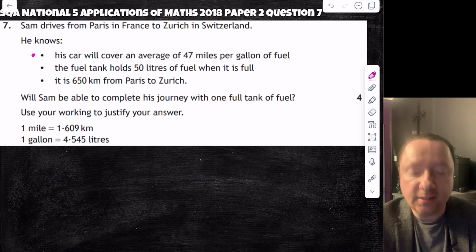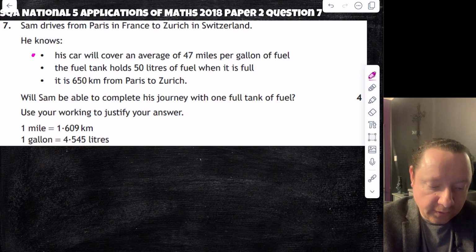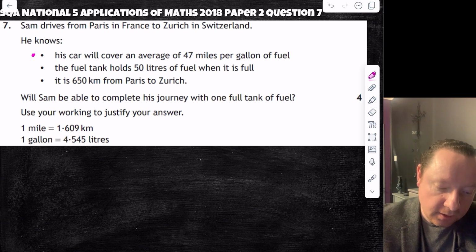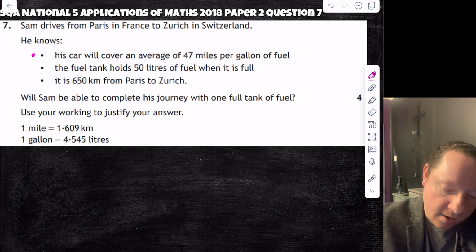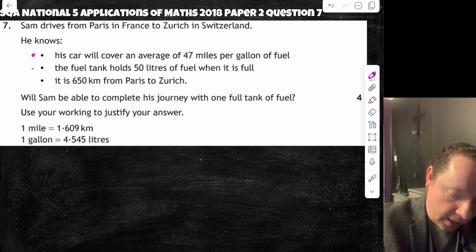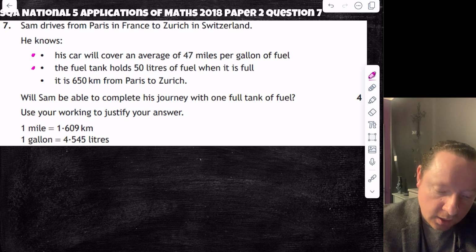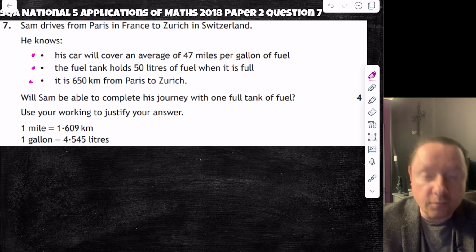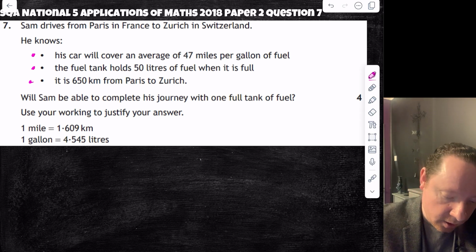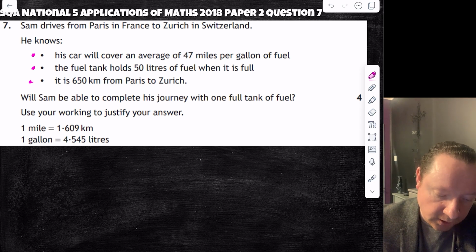SQA National 5 Application of Maths 2018, Paper 2, Question 7. Sam drives from Paris to Zurich and he knows his car will cover 47 miles per gallon of fuel, and the fuel tank holds 50 litres and it's 650 kilometres from Paris to Zurich. Will he be able to complete it on a tank of fuel? So it gives us a few conversions. 1 mile is 1.609 kilometres, and a gallon is 4.54 litres.